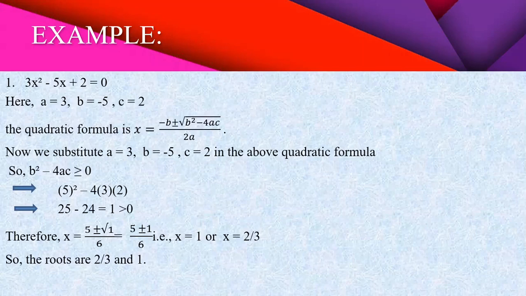One root is obtained by taking 5 plus 1 by 6, which is equal to 6 by 6, which is equal to 1. And the other root is obtained by taking minus, that is 5 minus 1 by 6, which is 4 by 6. After simplification, we will get 2 by 3. Therefore, the roots of the given quadratic equation are 2 by 3 and 1.